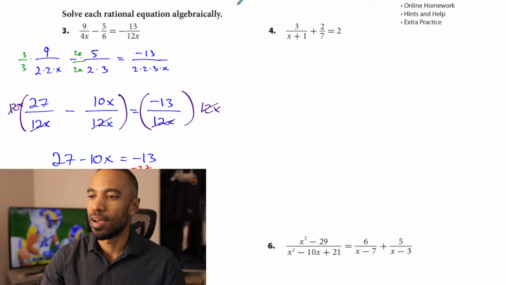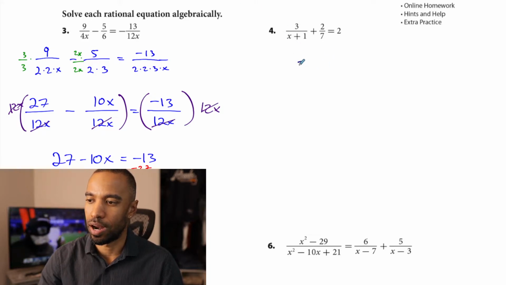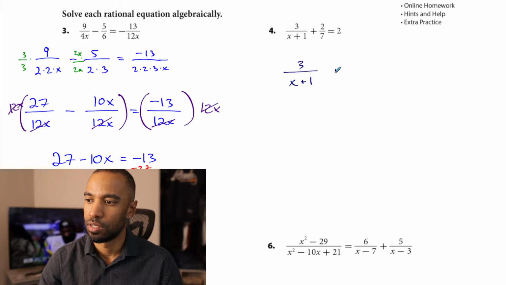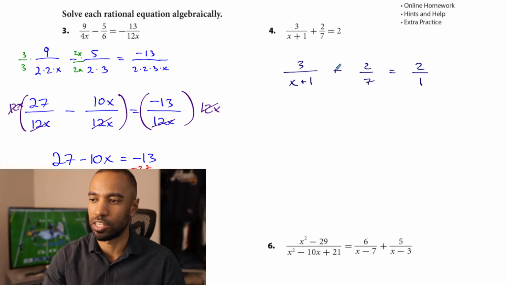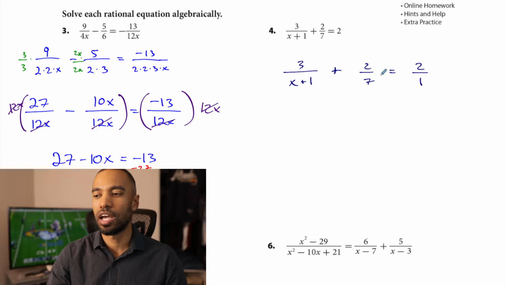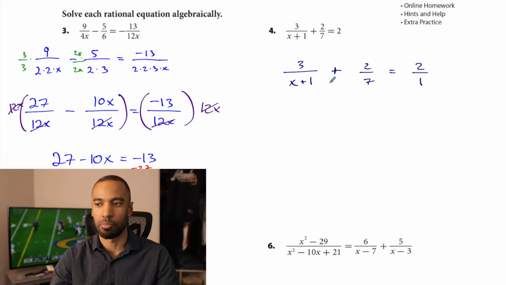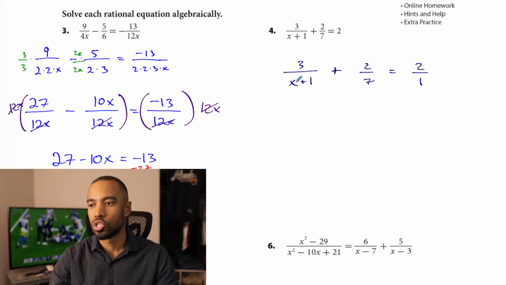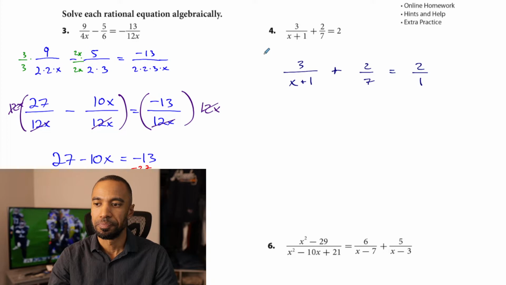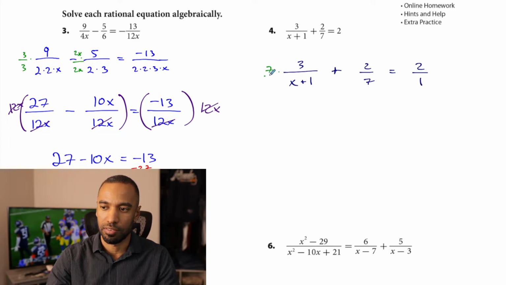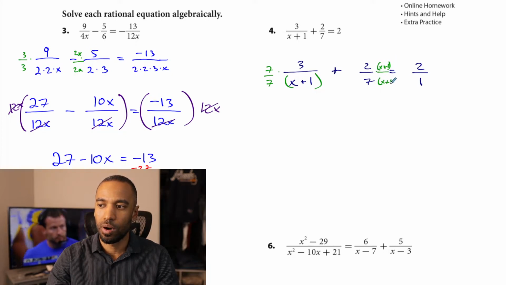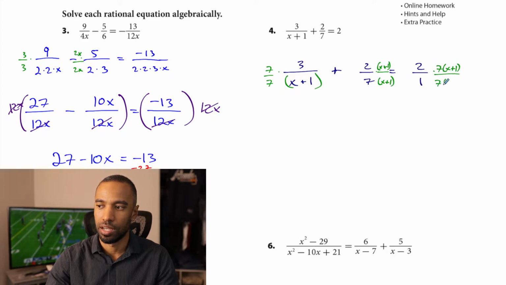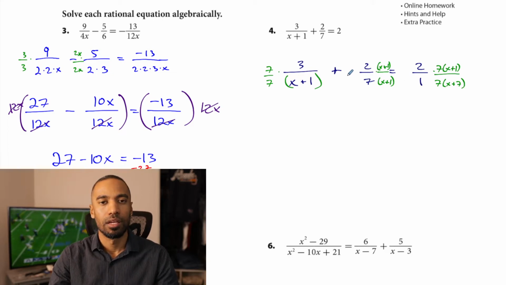All right, number 4. Let's find a common denominator among these guys here, where I have 3 over x plus 1, 2 over 7, and this is 2 over 1. Don't forget the fact that you are dividing 2 by 1 there. Clearly, you don't have to multiply by 1. It doesn't change anything. So you're really looking at the x plus 1 and the 7. Well, the x plus 1 is missing a 7, and the 7 is missing x plus 1. So let's multiply those. And of course, 1 is missing both of them. So I've got to multiply by 7 and x plus 1 on that. And this will give me a common denominator.